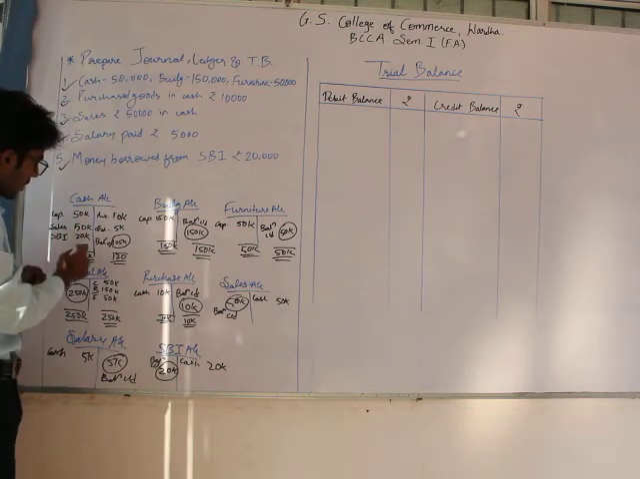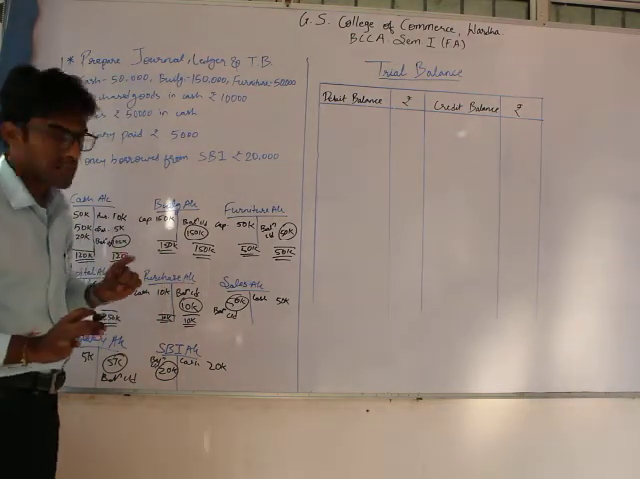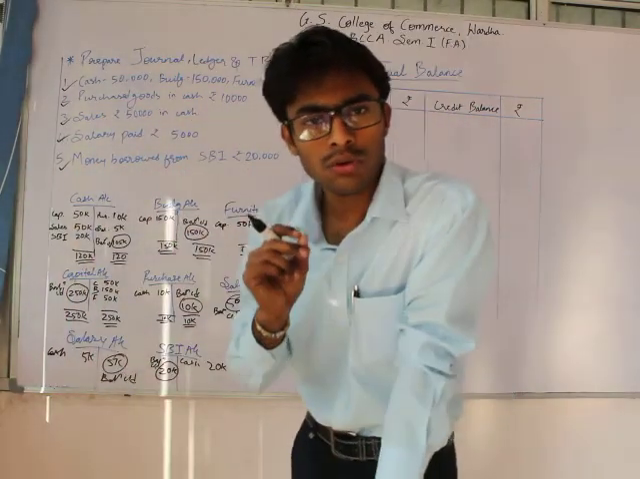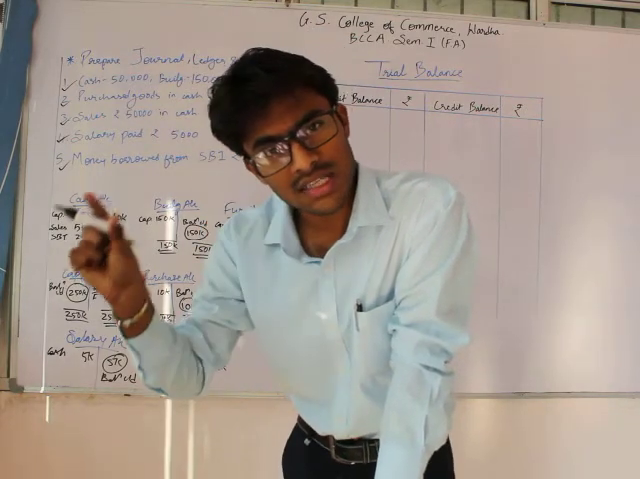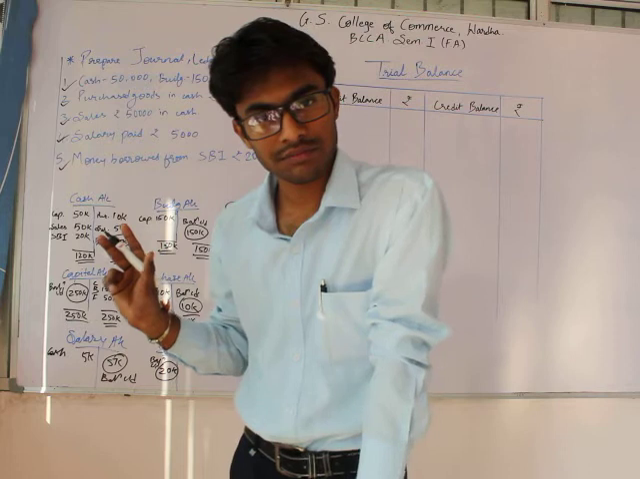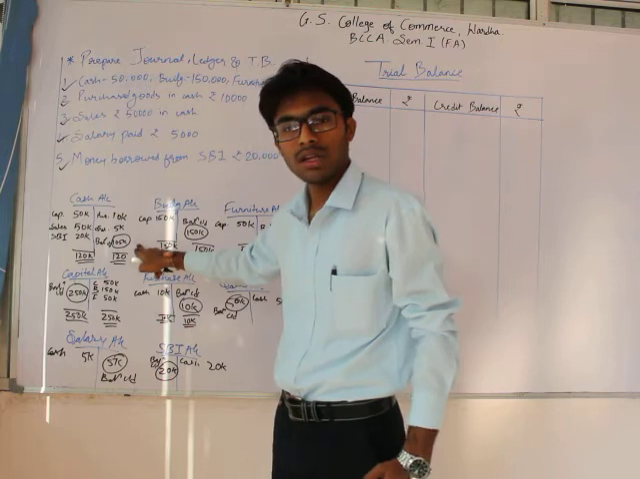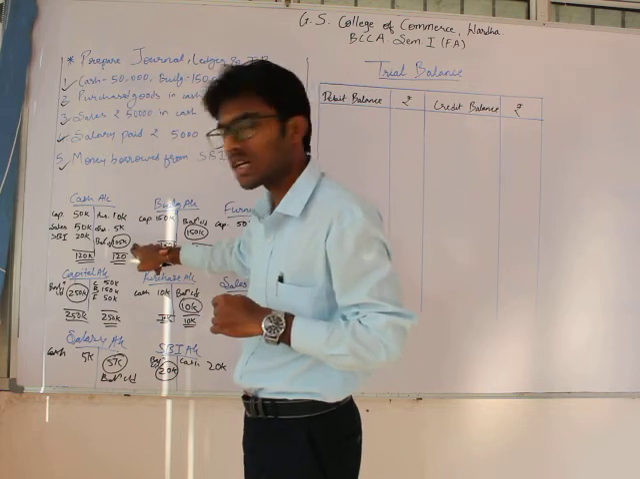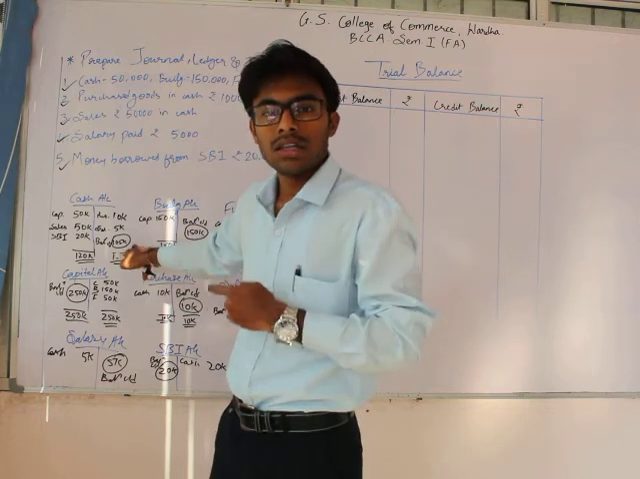Because the largest figure is from the debit side, that's why this will become the debit balance. That means in each and every account, each debit balance will be written on the credit side, and vice versa. Which things are written on the debit side will be a credit balance, and accounts showing at the credit side carry the debit balance.